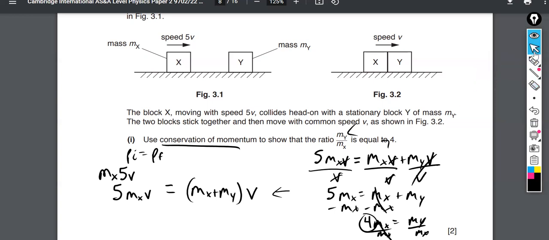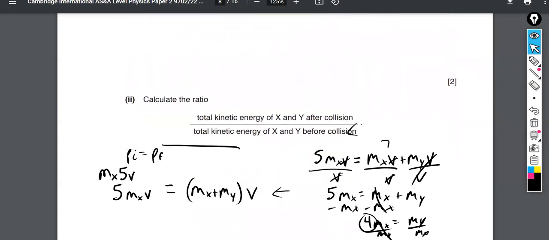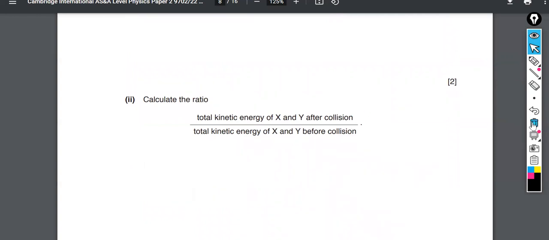What I'd really like to do is calculate a ratio of kinetic energies, though. I mean, that would be something nice. Yes, calculate the ratio of the total kinetic energy of x and y after the collision to the total kinetic energy of x and y before the collision. Just what I was looking for there.